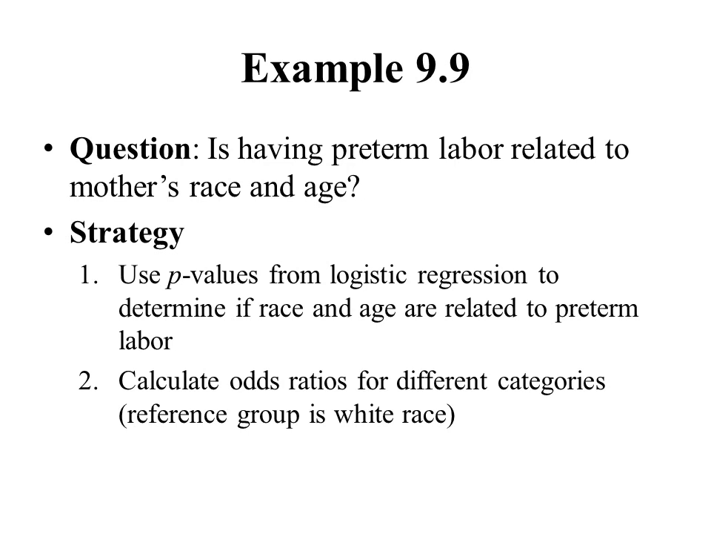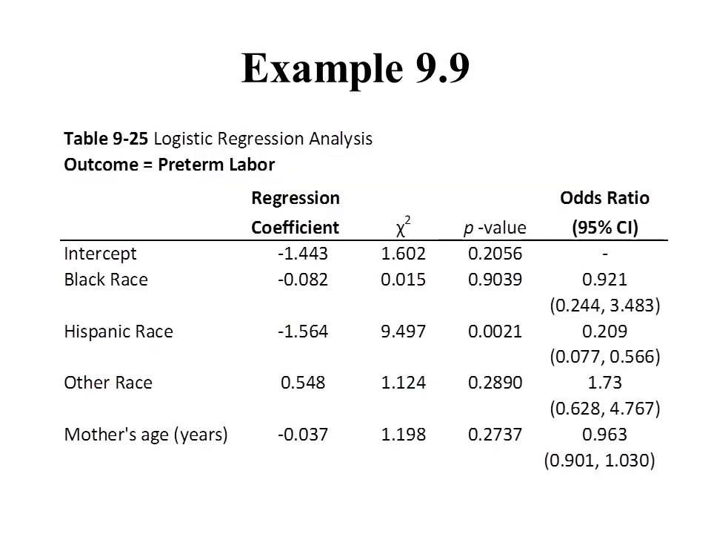And then we're going to use that data and perform regression analysis on it, and we're going to use the p-values from that logistic regression analysis to determine if age and race are related to preterm labor. And then also using the regression analysis, we're going to calculate odds ratios for our different categories of races, where our reference group is white race. Keep this in mind when analyzing the results. The reference group is white race.